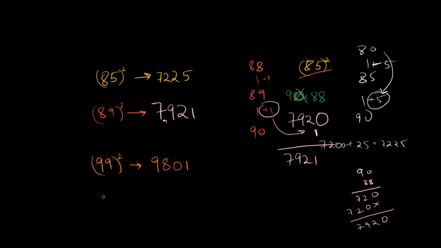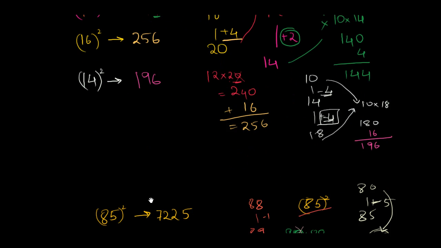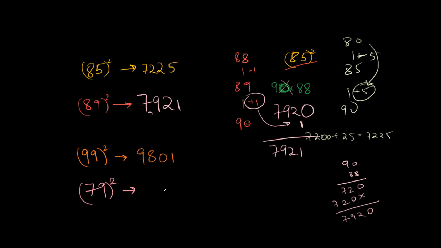Let me pose a final question in front of you, and I encourage you to post its answer in the comment section or send it to me via email. Do whatever you want with this. Tell me what is 79 squared. Did I do 79? I don't think so. Let me make sure I didn't do 79. Yes, I didn't do it. Tell me 79 squared, and I leave it up to you.